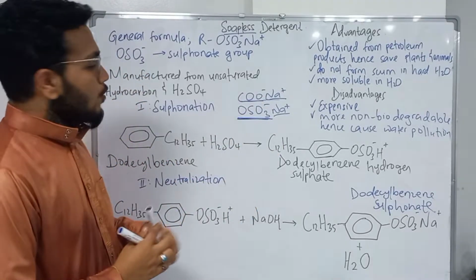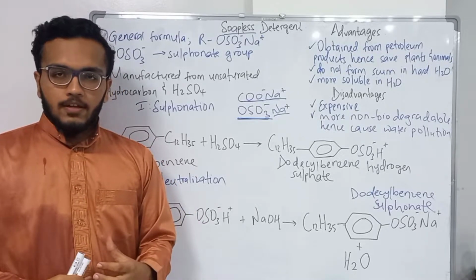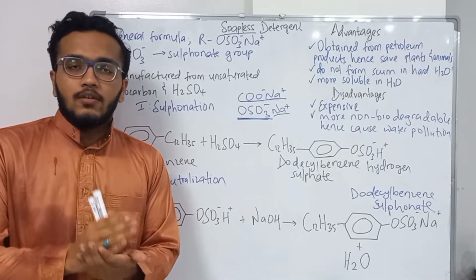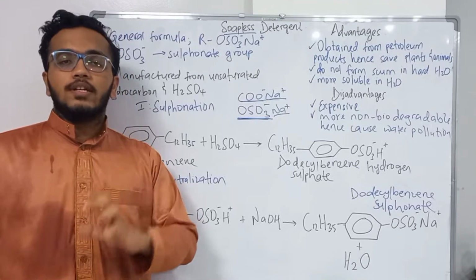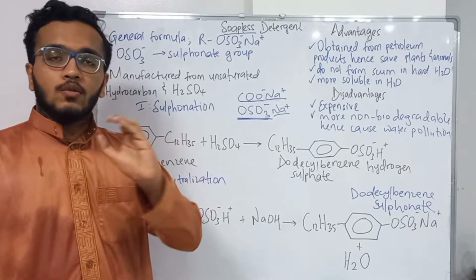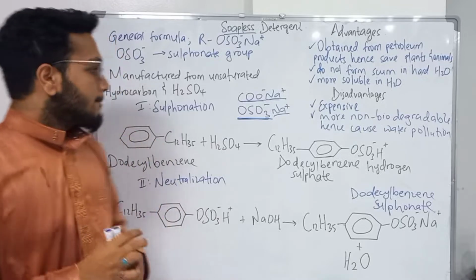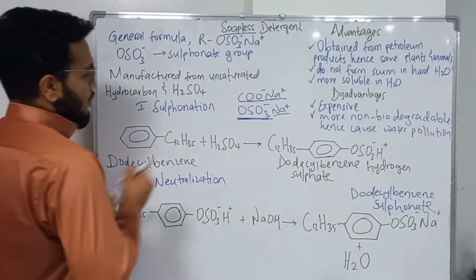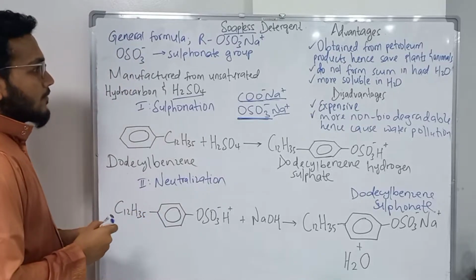Now, soapless detergents are manufactured from petroleum products such as crude oil. When you carry out fractional distillation of crude oil, you get hydrocarbons. Now you use an unsaturated hydrocarbon reacted with concentrated H2SO4, or you can just say H2SO4, no need for concentration. The reaction occurs in two steps.